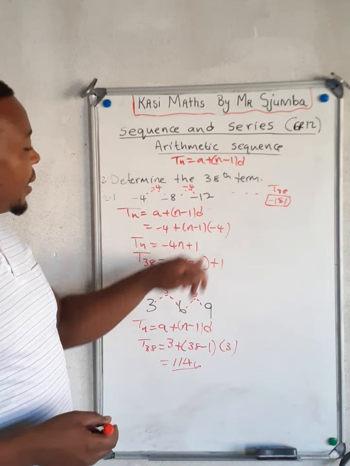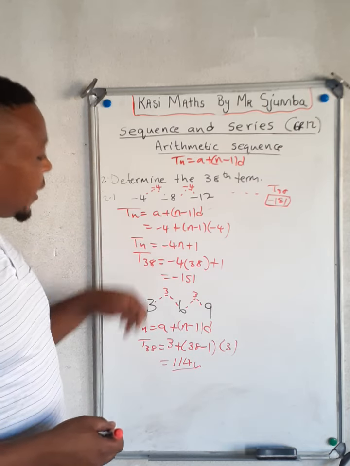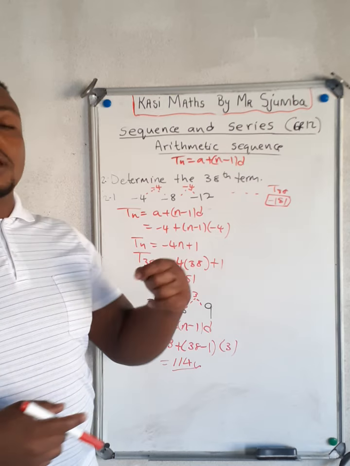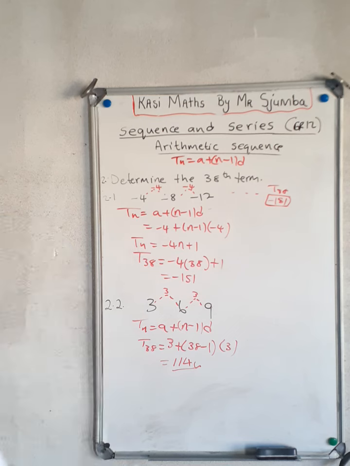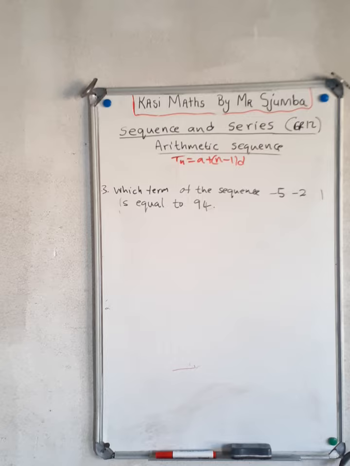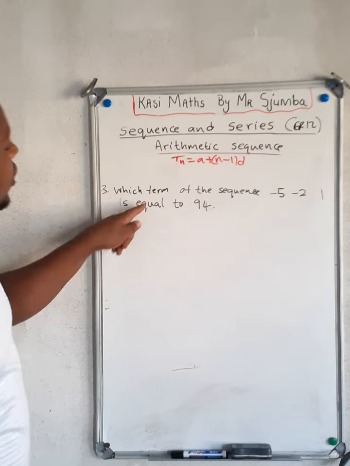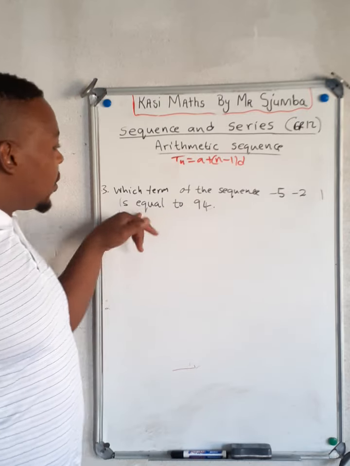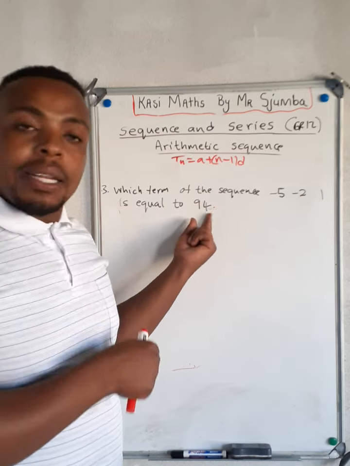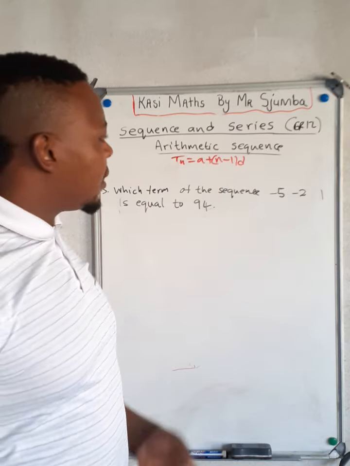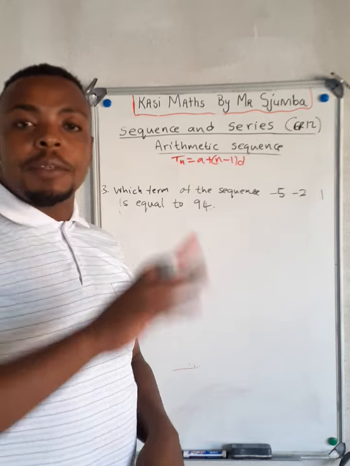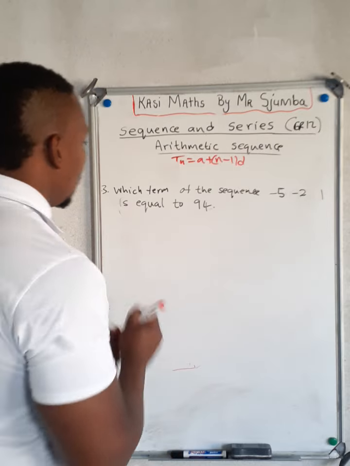So we want Tn. So what can happen, as an example, is that now we want n. So the question is, which term of the sequence is equal to 94? Which term? So we are given Tn, we're looking for n. First things first, find the common difference, find the nth term, substitute, and then solve for the unknown.